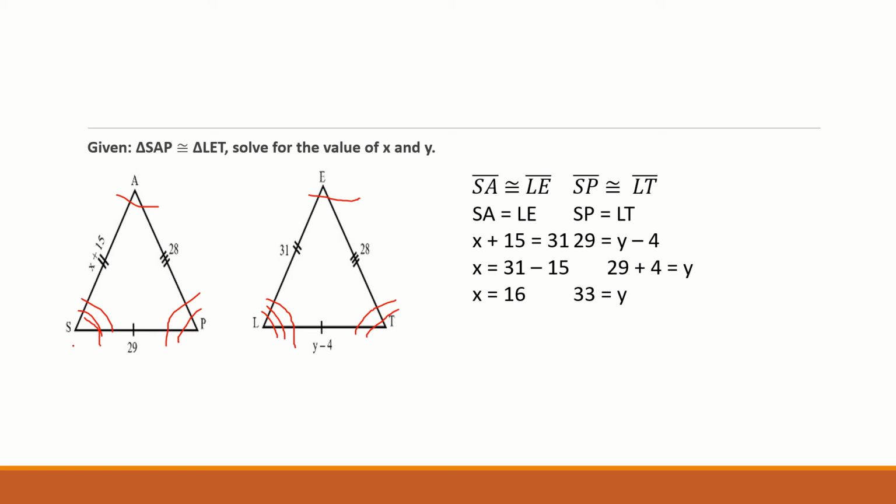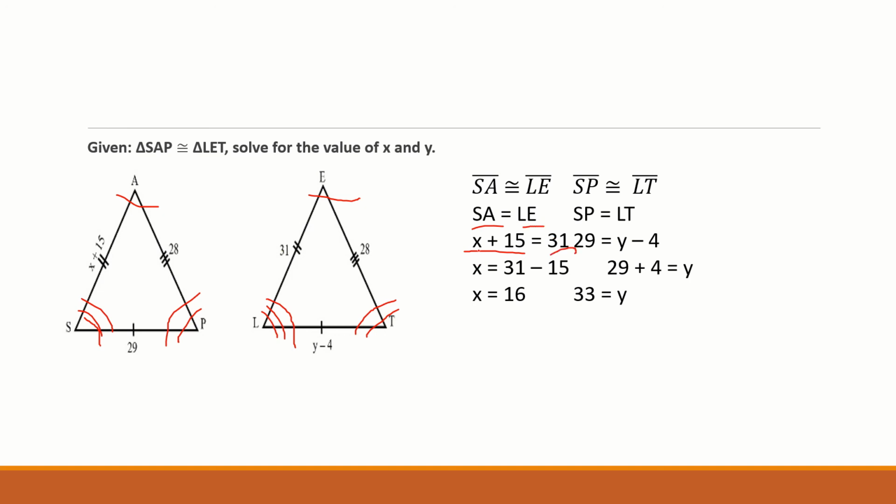So, ang sukat ng SA natin is X plus 15. Ang AP is 28. Ang SP is 29. Okay. Ang ating LT is Y minus 4. Then, ang ating LE is 31, ang ating ET is 28. So, ang isosolve natin dito is yung value ng X and Y. So, SA is congruent to LE, therefore, SA is equal to LE. So, ang sukat ng SA is X plus 15, just substitute. Ang sukat ng LE is 31.